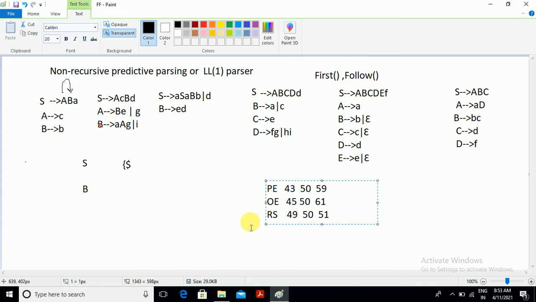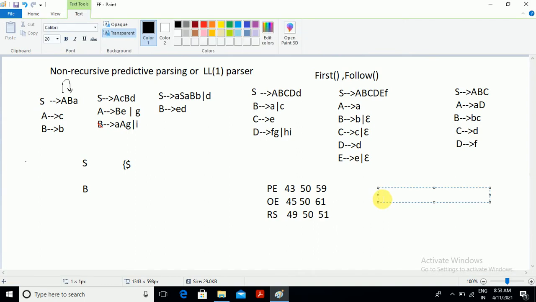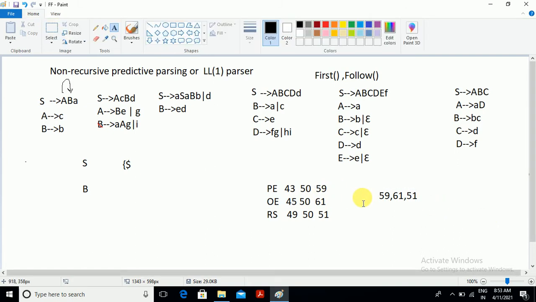According to this scenario, in all three different kinds of courses, who will become your follows? Across the entire semester, you are followed by some students. In the professional elective you are followed by 59, in the open elective you are followed by 61, and in the regular subject you are followed by 51. So totally there are three follows for rule number 50. In the same way we need to identify.